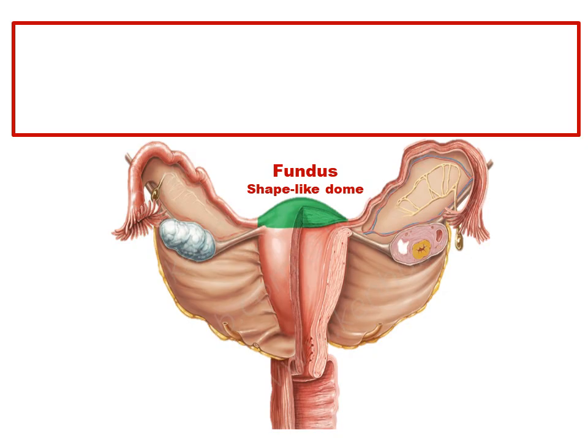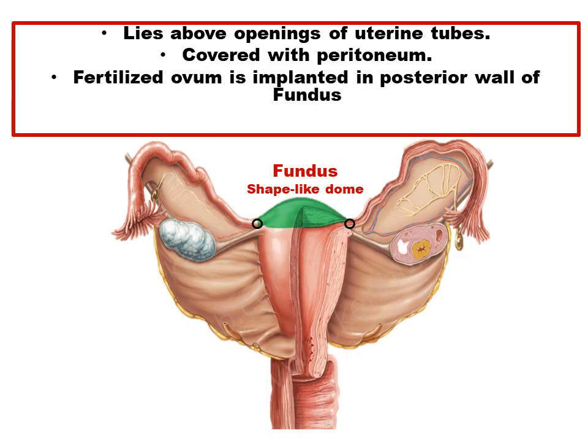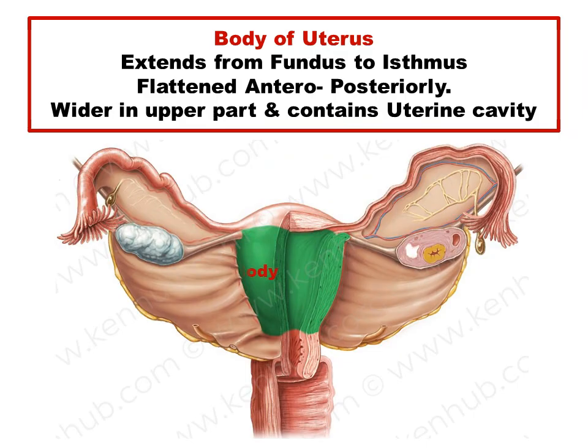Coming to the detailed description of the fundus. Fundus is shaped like a dome. It lies above the openings of the uterine tube, covered by the peritoneum. The fertilized ovum is implanted in the posterior wall of the fundus. Fundus has no uterine cavity. Coming to the body, it extends from the fundus to the isthmus or internal os, flattened anteroposteriorly, wider in the upper part, and it contains the uterine cavity.